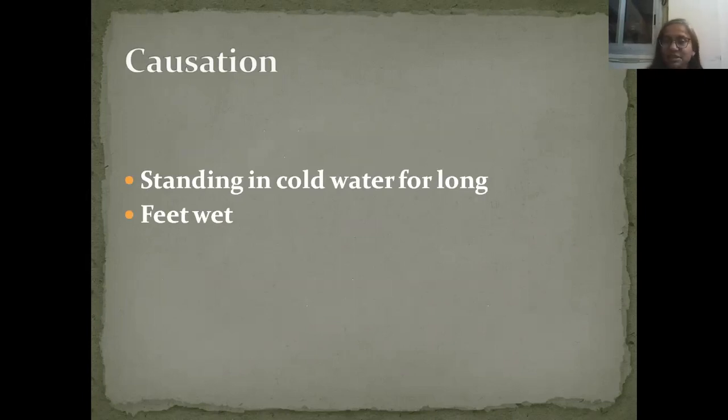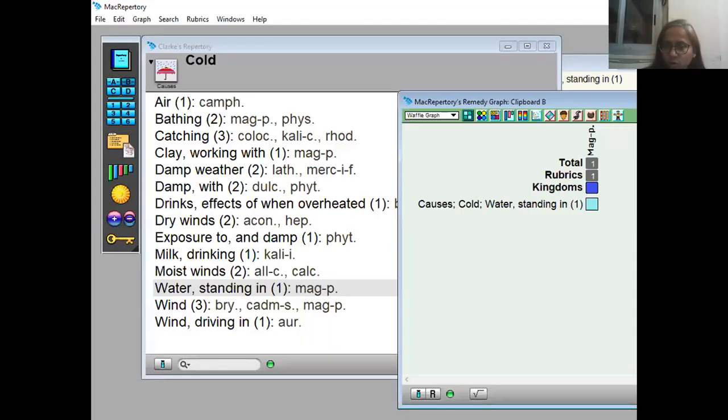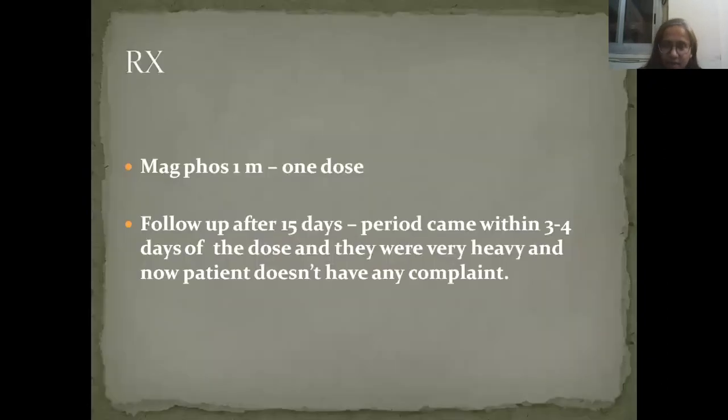So what was the cause? Standing in cold water for long, because she loves doing it, feet wet. Other than that, we don't have anything which we can take as an anchor. So I took that. I went to the causes chapter of Clarke's repertory, and I got a very interesting rubric, cold water, standing in. Again one remedy was there, Magnesium phosphoricum. So I gave Mag phos, 1 dose.